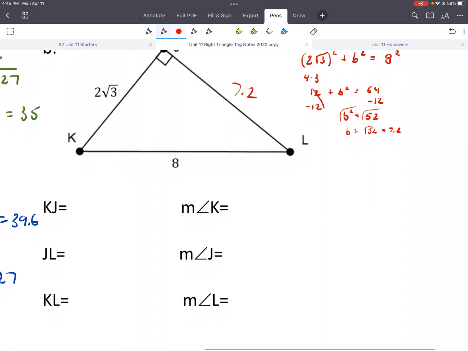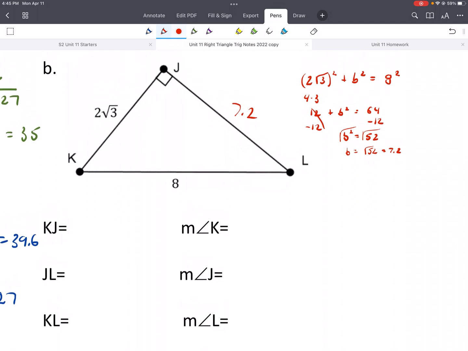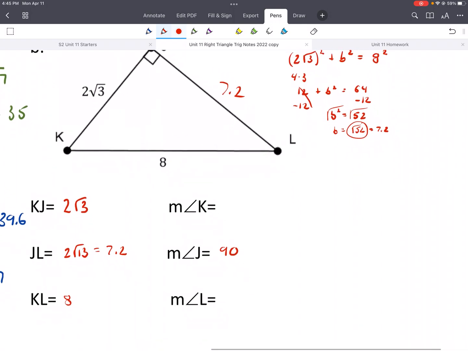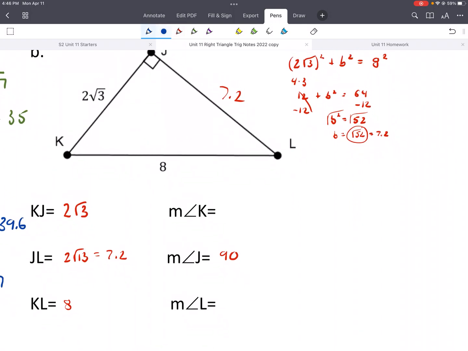So we have KJ, which is 2 square roots of 3, JL, so whether you write it as 2 square roots of 13, if you simplified our answer here, we would get 2 square roots of 13, or 7.2. And KL we said was 8. So we have that information. We also know J is 90. So now we just need to use some trig to find the angle K and L. Let's start with K. Let's have this be our reference angle.